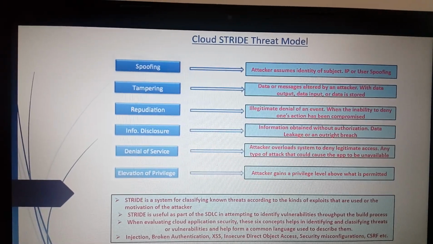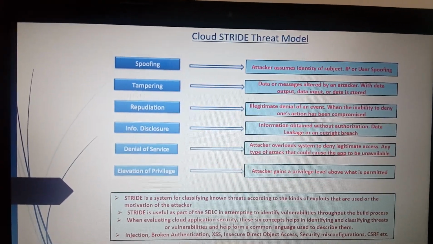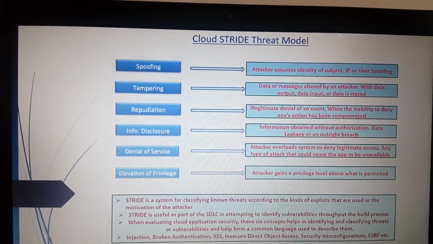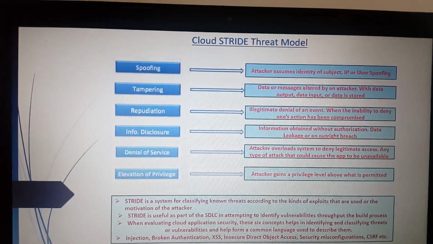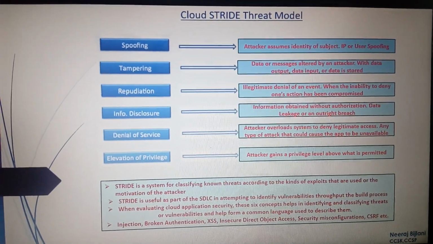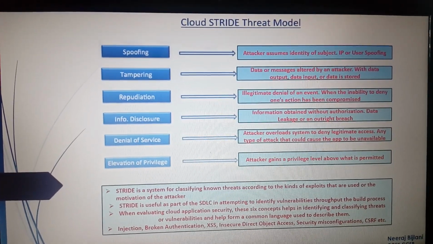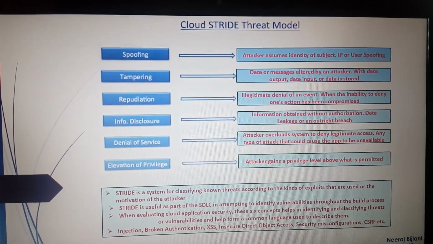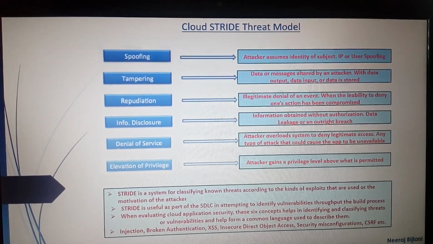Next is tampering, where data or messages are altered by an attacker. In applications, data or messages can be altered by an attacker when the data is in transit. And as we are aware, most of the risk is associated with data in transit, right? So with data output, data input, or data stored, there should not be any tampering of the data by an attacker. This is the second type of threat in the STRIDE model.